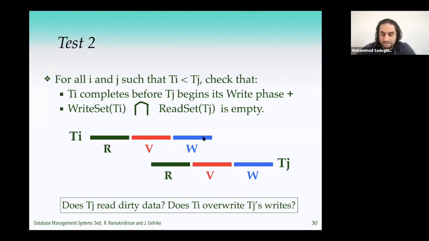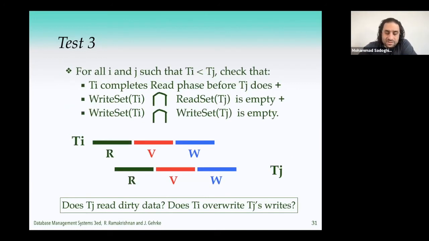And for Ti overwriting Tj's writes: Ti is done, and its writes are completely finished before even Tj's write starts, so we're never going to get that condition either. Again, it's a very coarse set of rules, but if these rules are satisfied based on the Kung-Robinson model, then this validation also passes.